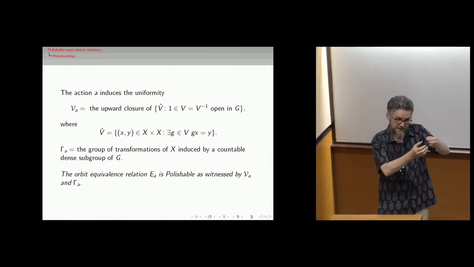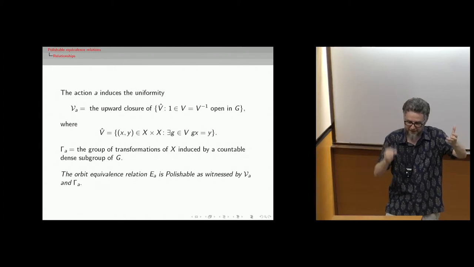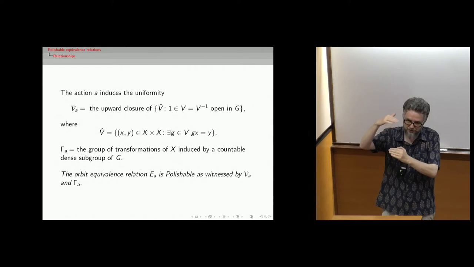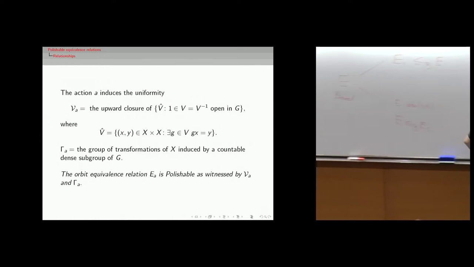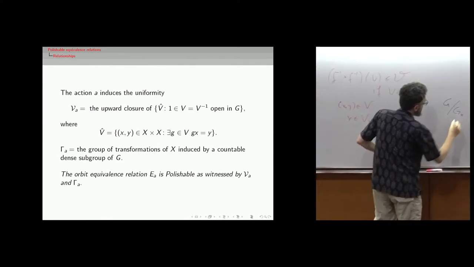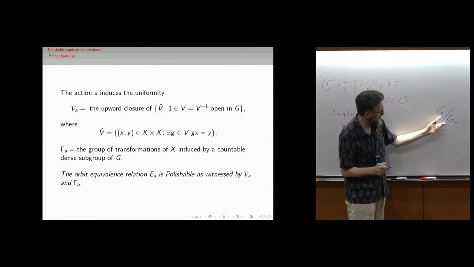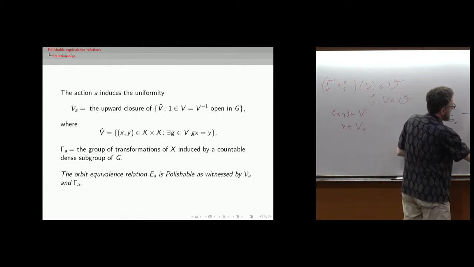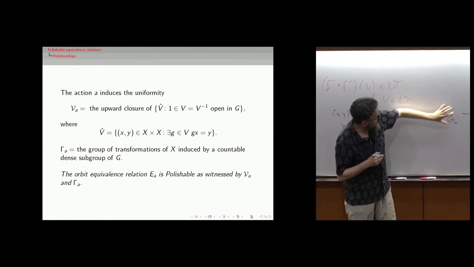If I just look at the topology generated by this uniformity V_A, it's a very simple topology. What's the topology on an orbit? I take a point in the orbit, I take the stabilizer of the point, and then I take the quotient, so my group is G, G divided by the stabilizer. This is a Polish group. There is a canonical quotient topology here on the quotient. It's not a group, but there is a topology here. This is a Polish topology, and there is a one-to-one map from here to Gx, a one-to-one map that's continuous.